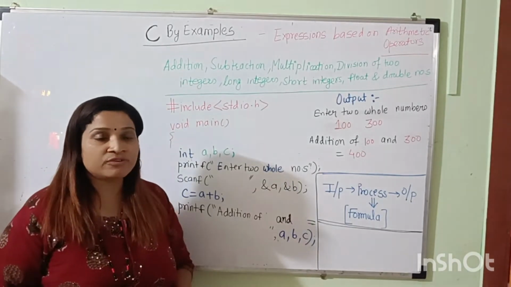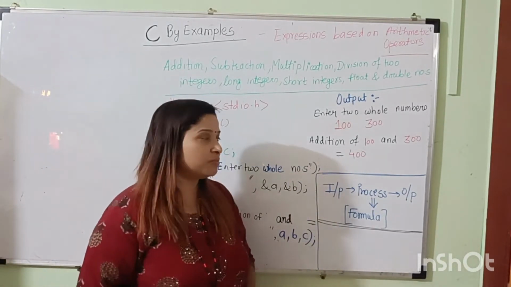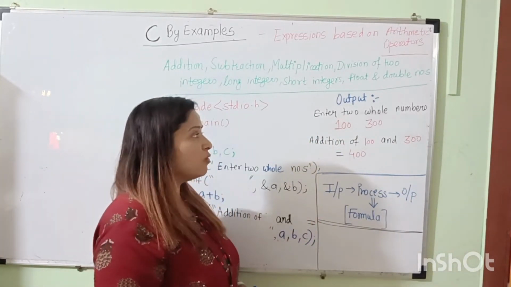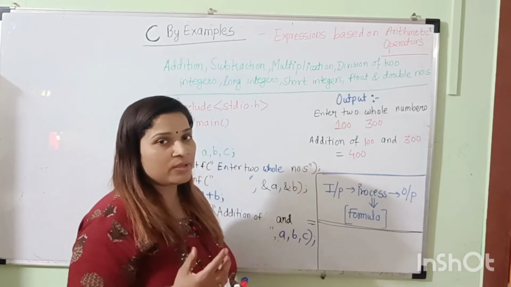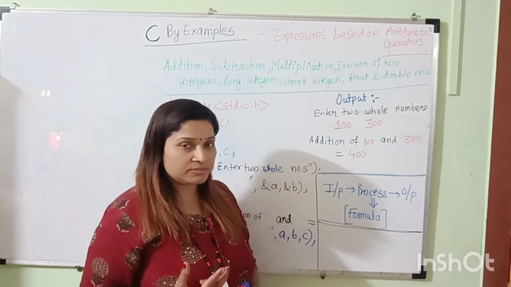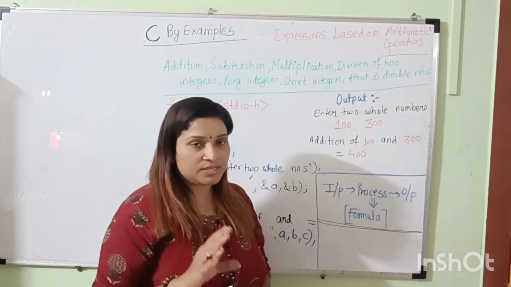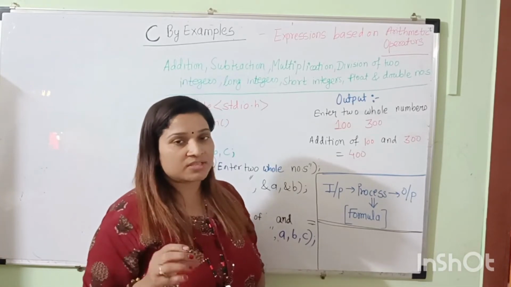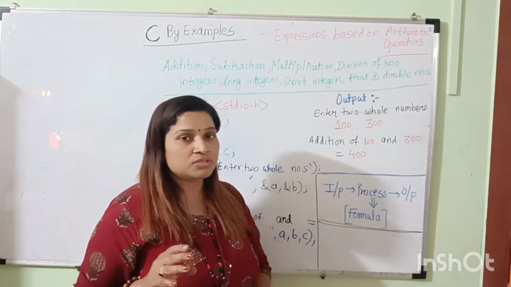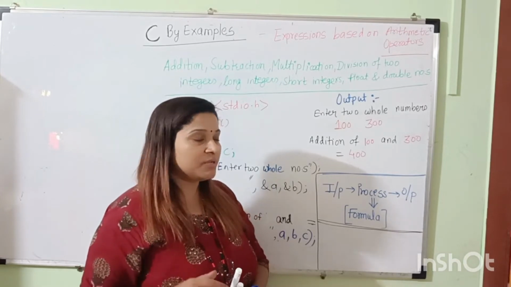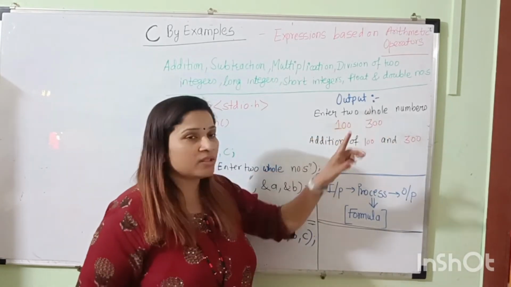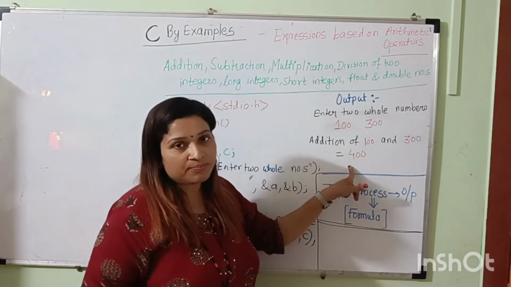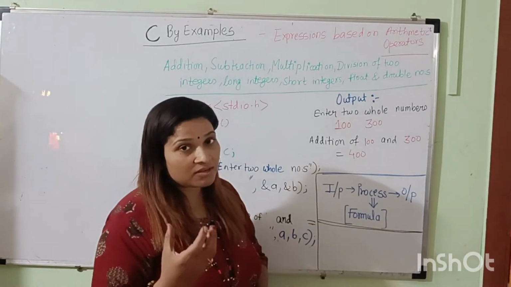First of all, think about what the expected output will be. The first line of the output will be: enter two whole numbers. In the first category, integers, we enter two whole numbers, and these can be small sized, medium sized, or large sized. First we will see medium sized, which a programmer generally uses, that is the integer data type. So the first line should be enter two whole numbers, then we enter two numbers, and the addition of these two numbers will be the final output. This is the required output.